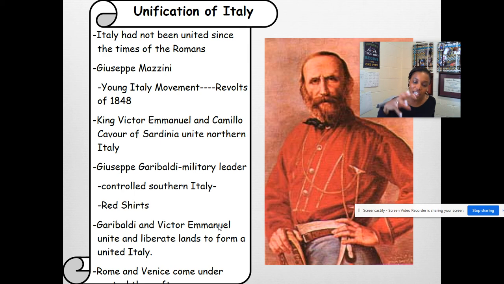So nationalism, again, sparks unity, and we get the unification of Italy under the people that have been listed. So make sure you know that.